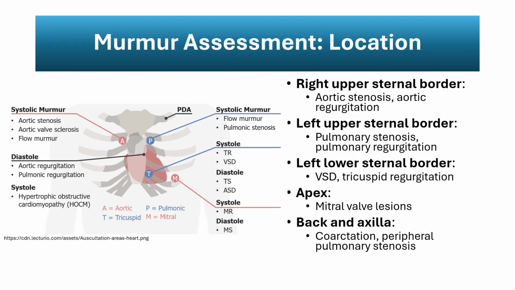Finally, when a murmur radiates to the back or axilla, think about obstructive lesions like coarctation of the aorta or peripheral pulmonary stenosis. These sites are especially important to examine in newborns, since the radiation pattern may be more revealing than the point of maximal intensity. Careful mapping of murmur location helps narrow the differential diagnosis rapidly, guiding both bedside management and the urgency of echocardiographic evaluation.